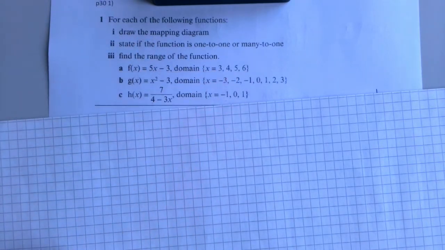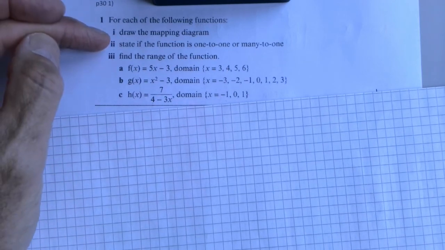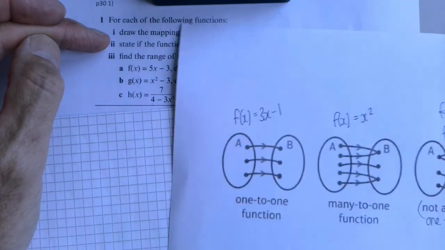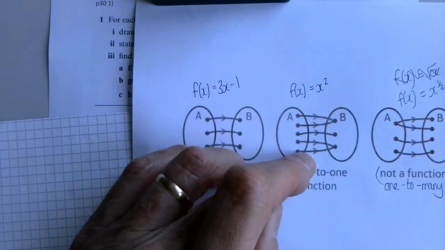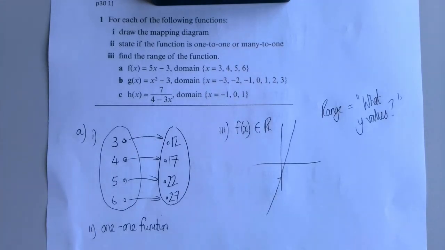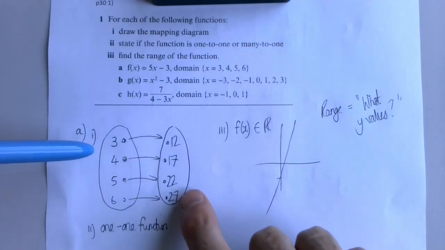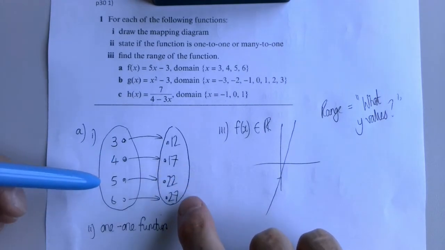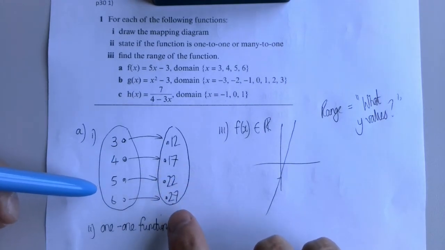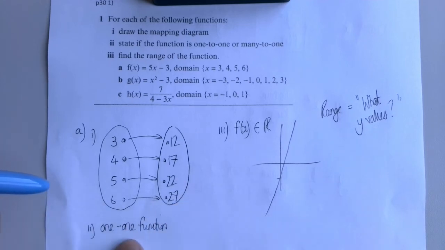So let's have a quick look at A. We're asked to draw the mapping diagram, state whether it's one-to-one or many to one, so is it that or that, and then state the range. So if I put 3 into that function, I get 12 out. If I put 4 in, I get 17 out. If I put 5 in, I get 22 out. If I put 6 in, I get 27 out. So this is a one-to-one function.